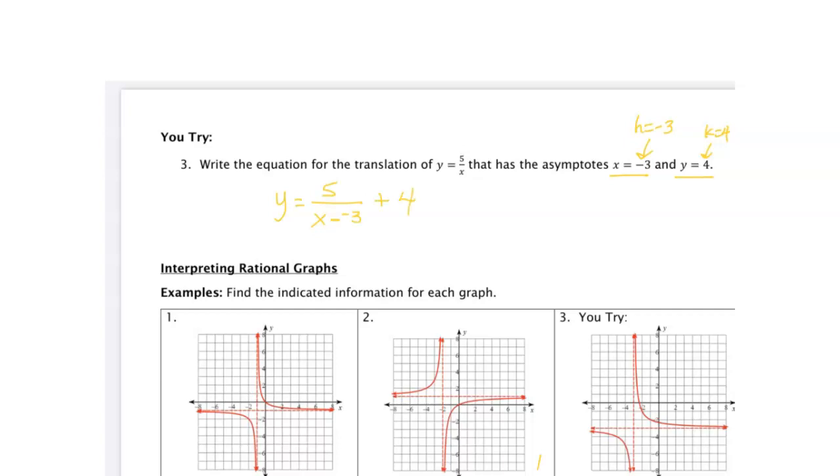Let's simplify the bottom there. So instead of minus a negative 3, it's plus 3. So our final answer will be y equals 5 over x plus 3 plus 4.